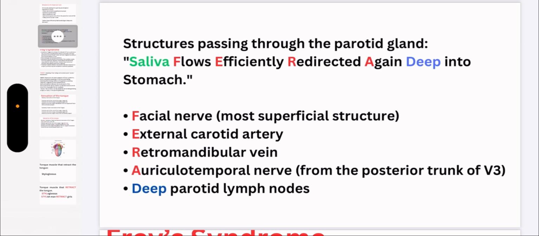Saliva is for parotid, because the parotid produces saliva. Flows, the F, is for facial nerve, which is the most superficial structure as we said. Efficiently, E for external carotid artery. Redirected for retromandibular vein. Again, the A in again for auriculotemporal nerve. And deep into stomach, deep for deep parotid lymph node.